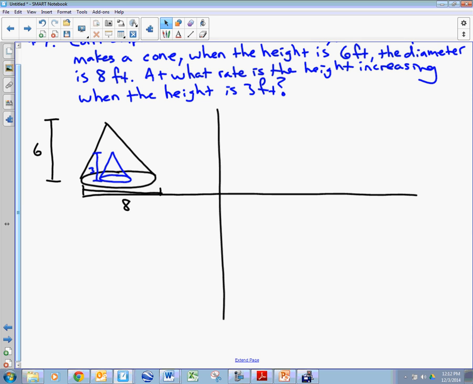So what are the things that are changing? What are the parts of the cone that are changing here? The height, the diameter, the radius, the volume, those are all changing. They're all changing with respect to time. So what I first want is a formula for volume. What is the volume of a cone?